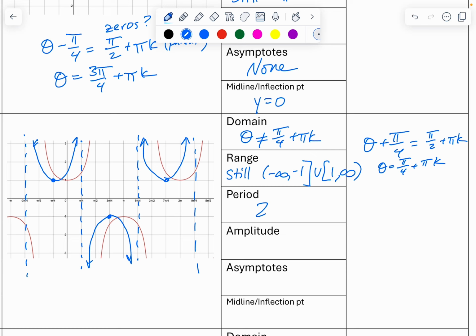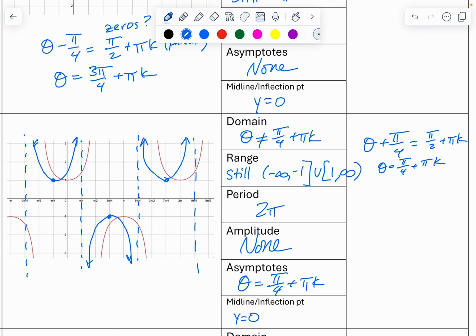My period is still 2 pi. I shifted, but it didn't change how far apart things are. I still have no amplitude. My asymptotes are what we wrote a minute ago. And my midline is still just y equals 0, is one way to think about it.